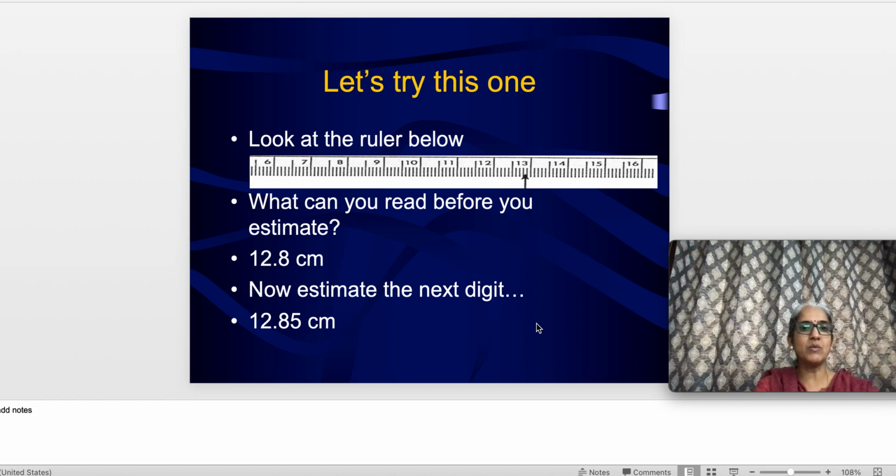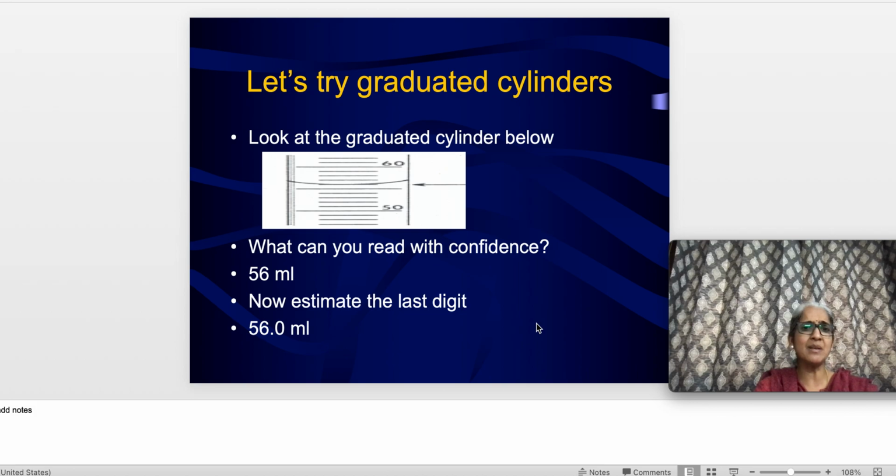Here, for example, it's not exactly at 12.8, it's between 12.8 and 12.9, and the closest estimate you can make for the next digit is 12.85. So that's how significant digits work, right? The same rule applies everywhere.